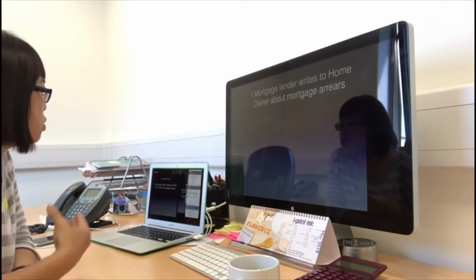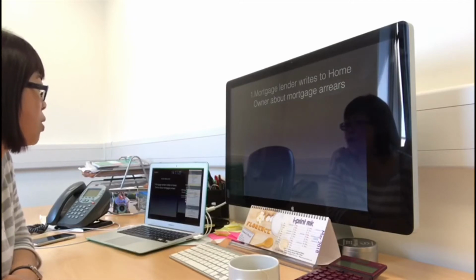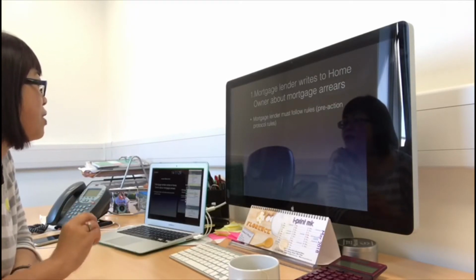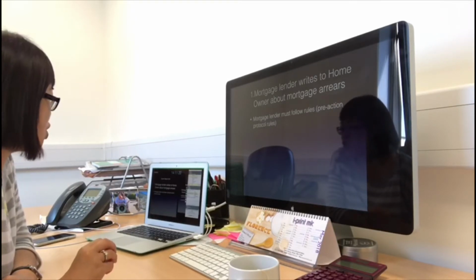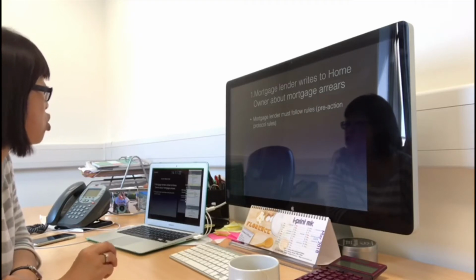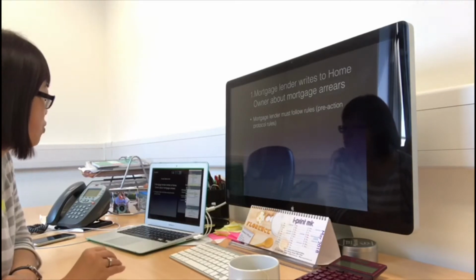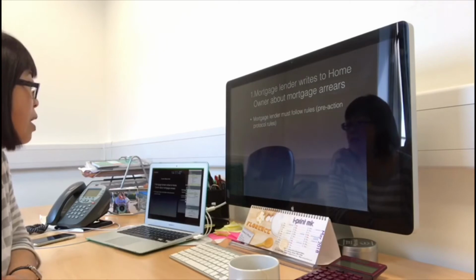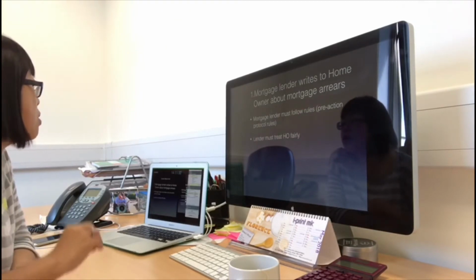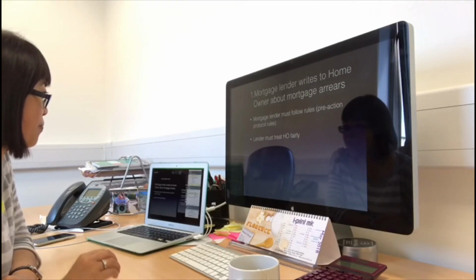So, you know, the lender will always try to find ways of helping the homeowner. And the lender must follow rules, okay? These are what is called pre-action protocol rules, and they're quite strict, okay? So if at any point the lender skips any of these rules, then the homeowner has a right to dispute and also file a complaint, an official complaint as well, okay? So this means that the lender must treat the homeowner fairly, okay?